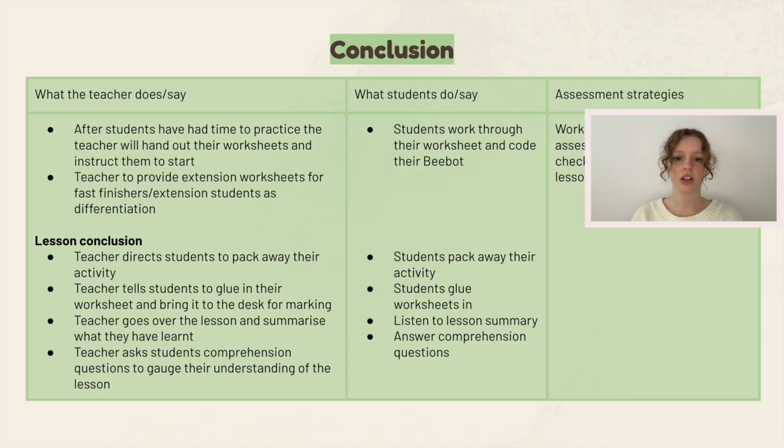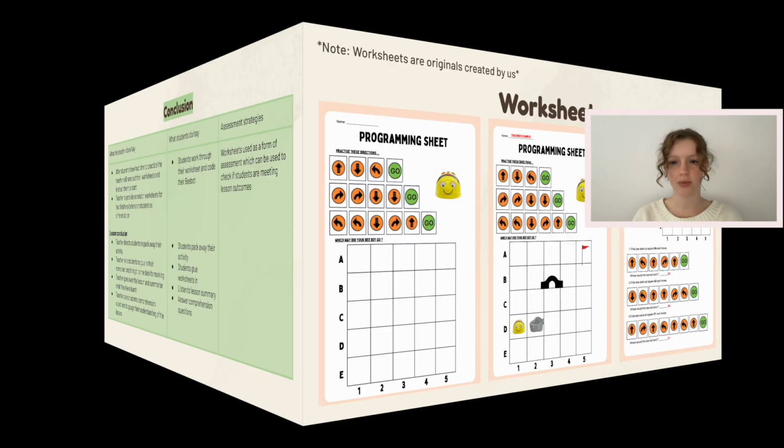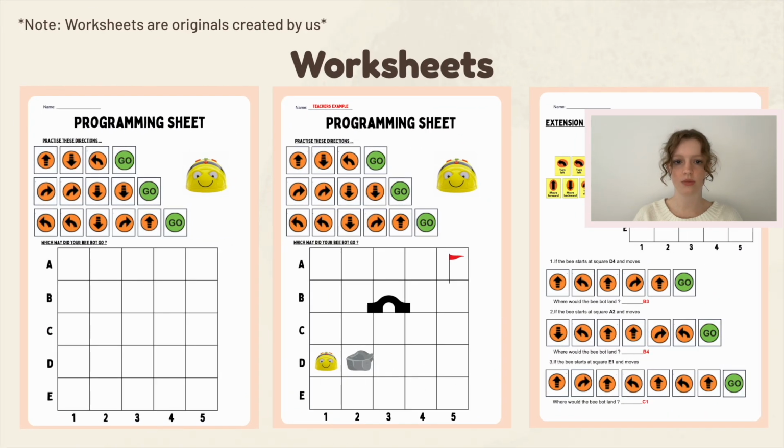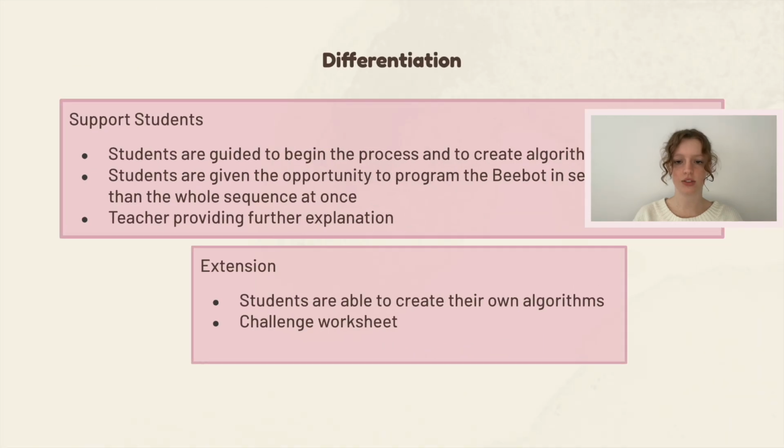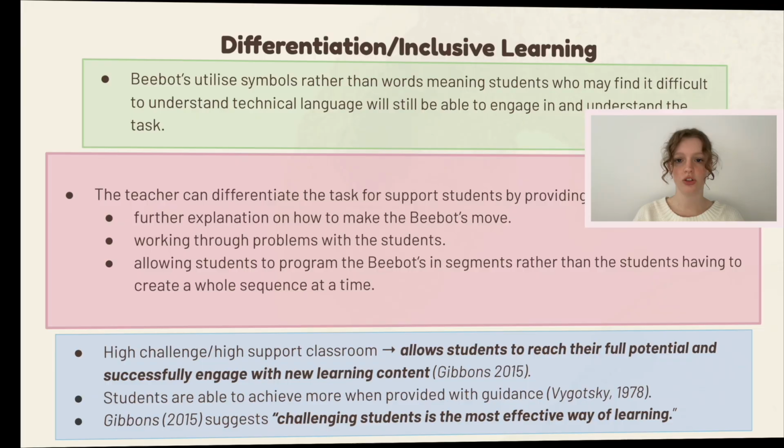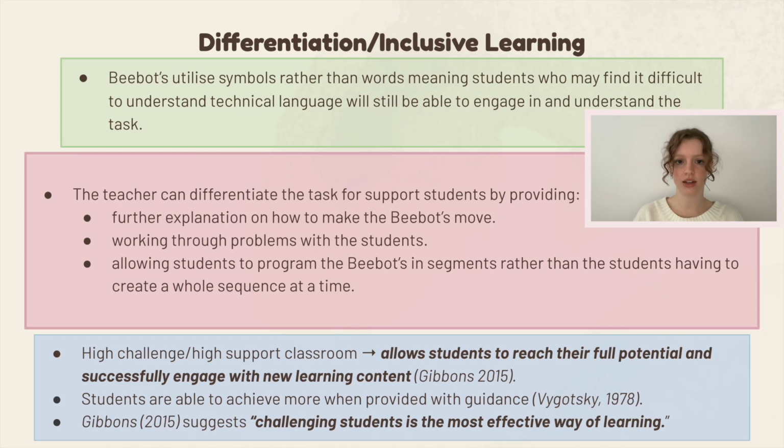This B-bots activity is highly adaptable and therefore is able to suit a wide variety of students. Although the language surrounding the activity is technical, the B-bots utilise symbols rather than words, meaning students who may find it difficult to understand technical language due to factors such as ELAD background will still be able to engage in it and understand the task. The teacher can also differentiate the task or support students by providing further explanation on how to make the B-bots move and by working through problems with the students as they arise.